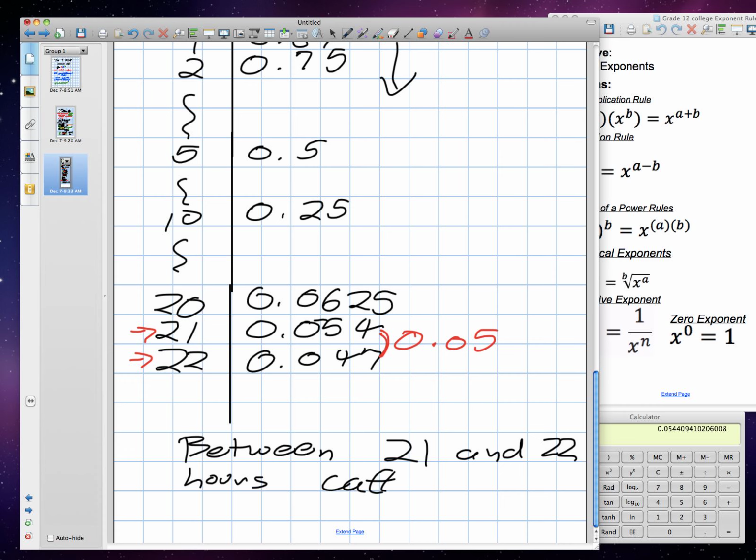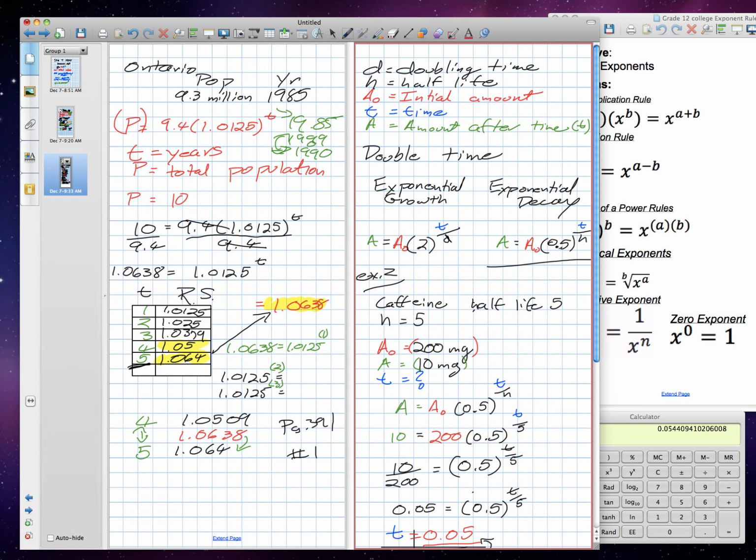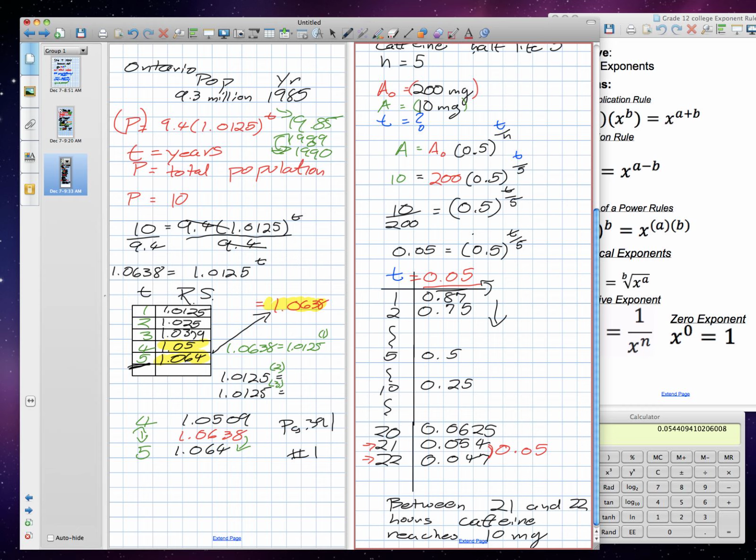Between 21 and 22 hours, caffeine reaches 10 milligrams. So does that have to be 0.05 rounded? Well, I want you to try to be as exact as possible.